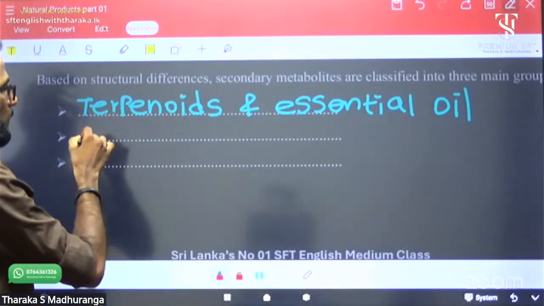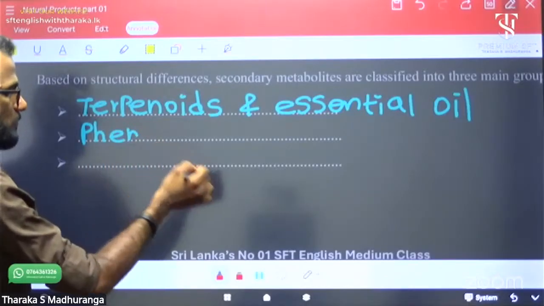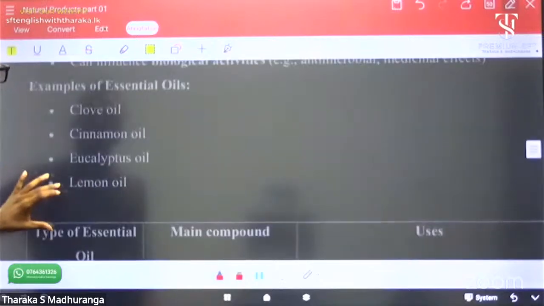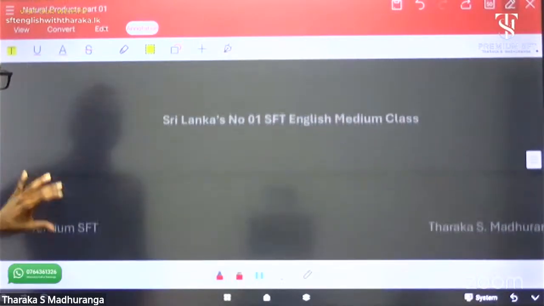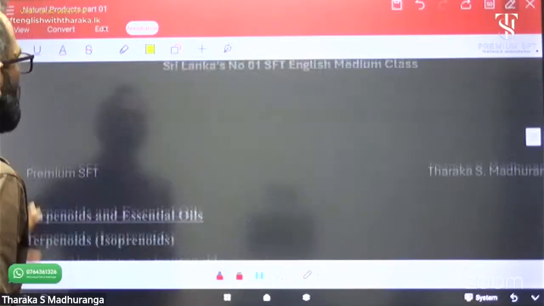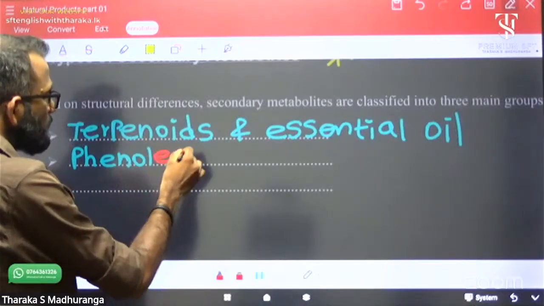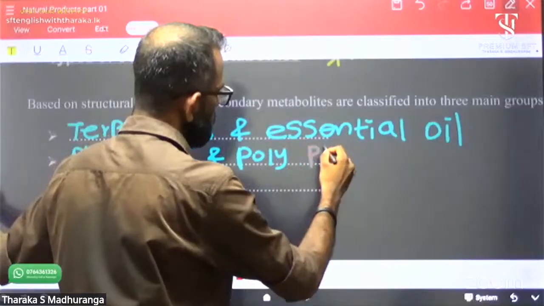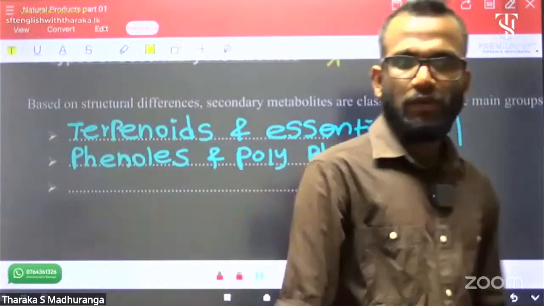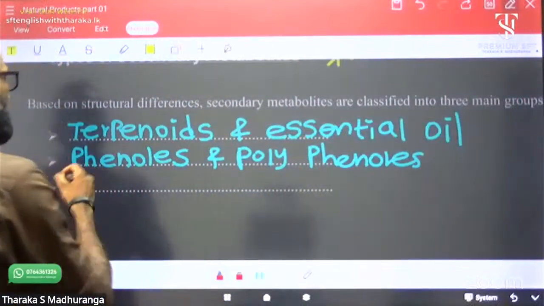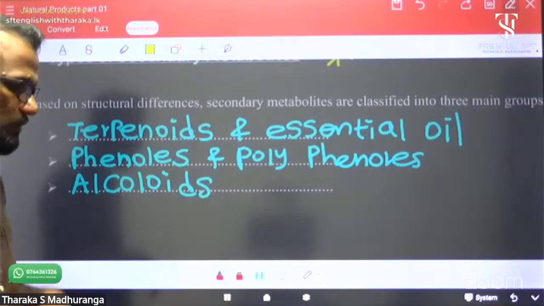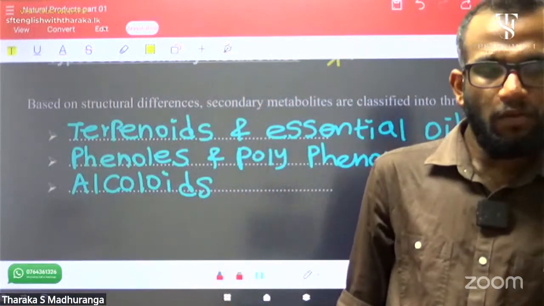Second one, phenols and polyphenols. Final one, alkaloids.